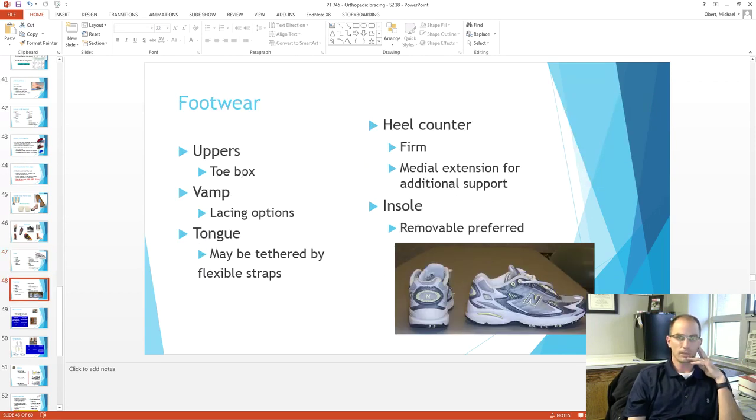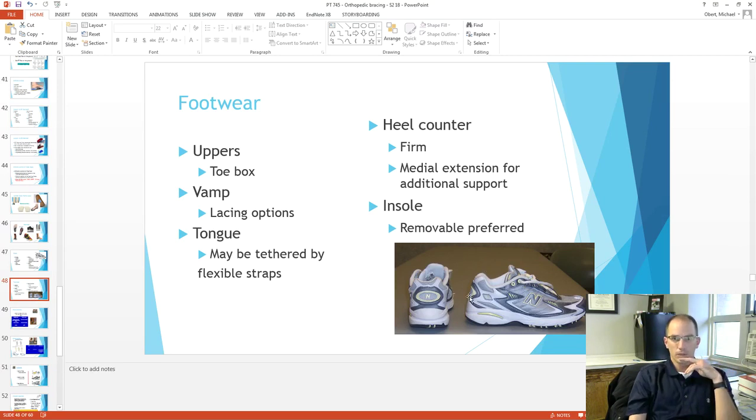So we have the uppers a little bit, which is right here. We also want to look at the toe box. How wide is it? How wide is the patient's foot? We can look at the vamp or the lacing options that we have up through here. So there's different ways of tying the laces. I'm not expecting you guys to understand that at this point. You have the tongue, obviously. There are some things that, to keep the tongue from sliding around in there, have like a little flexible piece of elastic that helps keep it in place a little bit better.